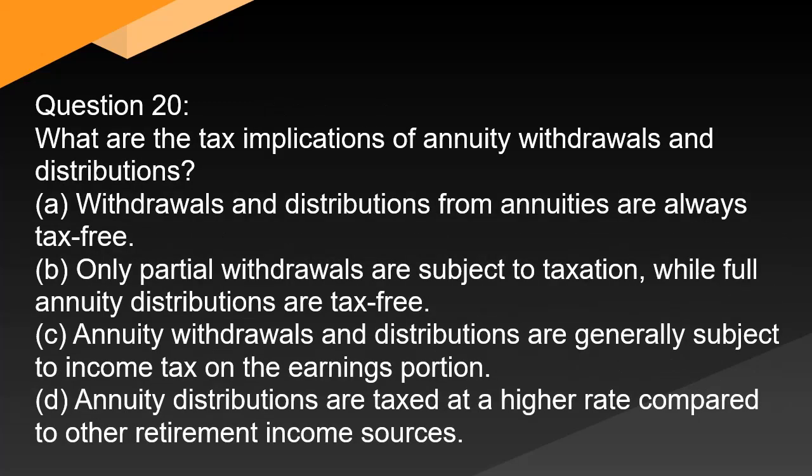Question 20. What are the tax implications of annuity withdrawals and distributions? A. Withdrawals and distributions from annuities are always tax-free. B. Only partial withdrawals are subject to taxation, while full annuity distributions are tax-free. C. Annuity withdrawals and distributions are generally subject to income tax on the earnings portion. D. Annuity distributions are taxed at a higher rate compared to other retirement income sources.